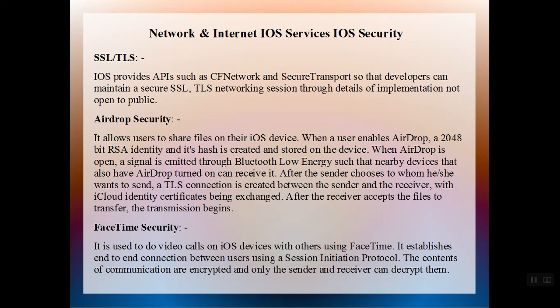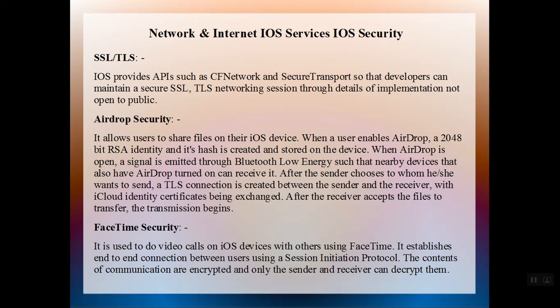Now some of the iOS network and internet security service mechanisms we will be discussing in this module are SSL or TLS security services, AirDrop security, FaceTime security, iCloud security, and continuity and handoff. What is SSL or TLS security? iOS provides APIs such as CFNetwork and Secure Transport so that developers can maintain a secure SSL/TLS networking session, though details of implementation are not open to the public.